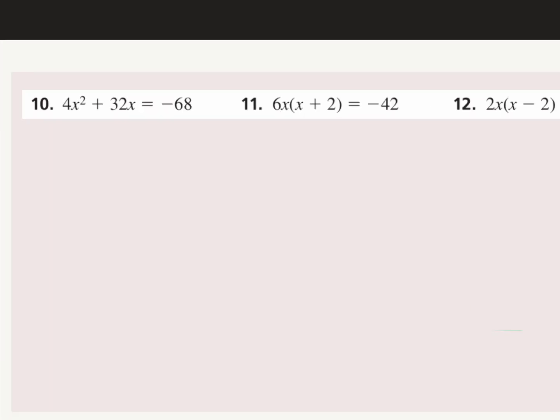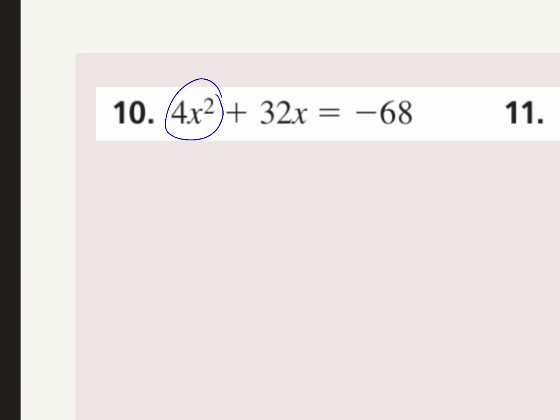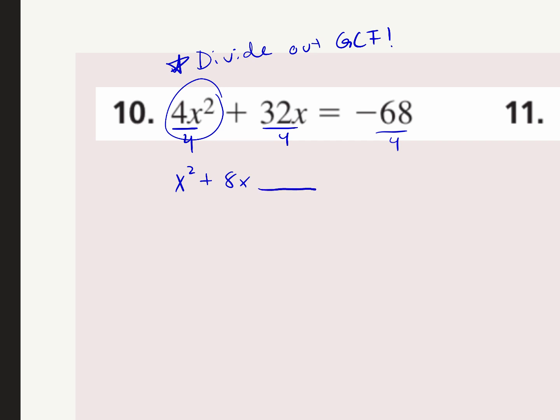All right, so looking at number 10. So again, here we start with a number that's not 1 in front of our x squared, so we know we have to divide out the GCF. So I'm going to divide everything by 4. So this becomes x squared plus 8x. I'm going to leave a space to complete the square. My constant is already on the right side, so that's perfect. -68 divided by 4 is -17.